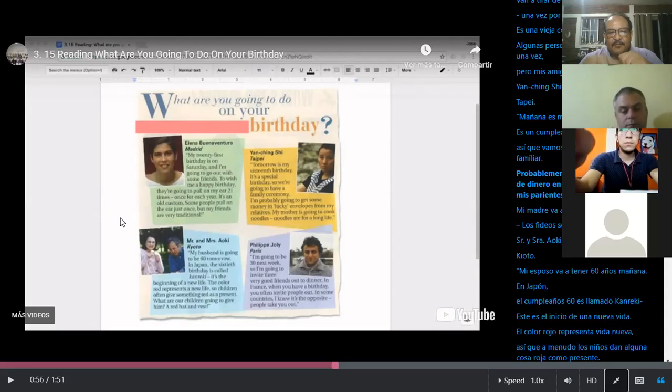They are talking here about birthdays. Pero podemos hablar de graduations. For example, my daughter is going to graduate in November. Okay, November 27th. And I am going to give her a special gift. And we are going to make a party, okay, with my family and her friends.